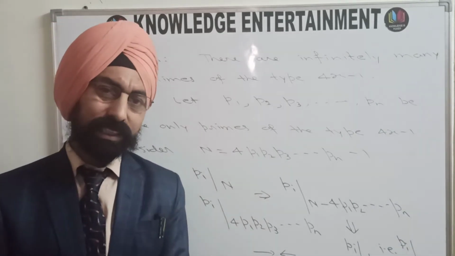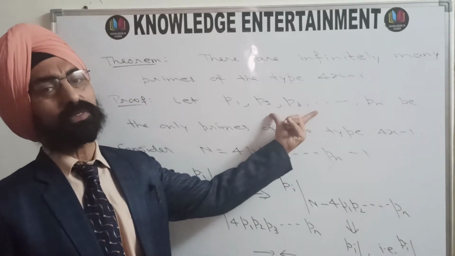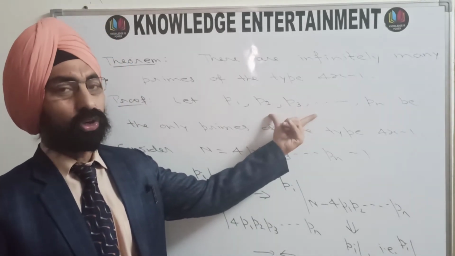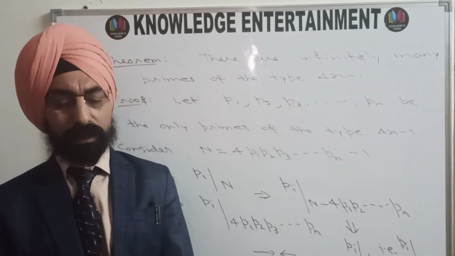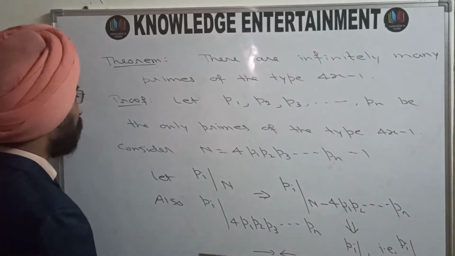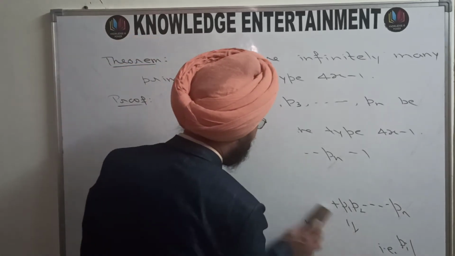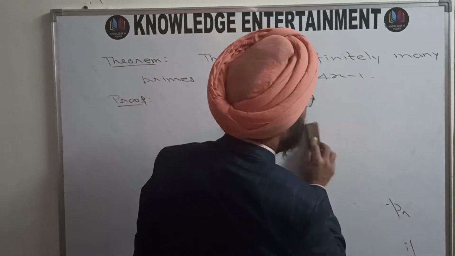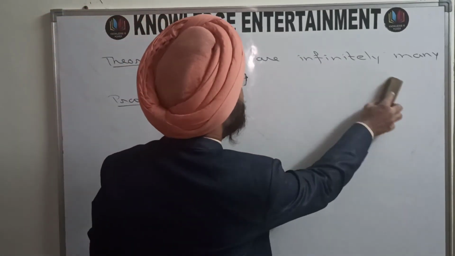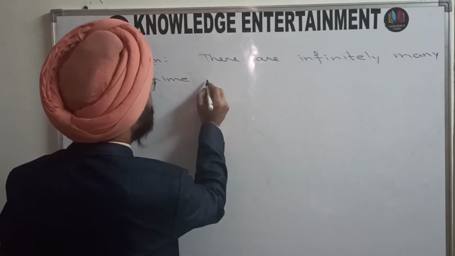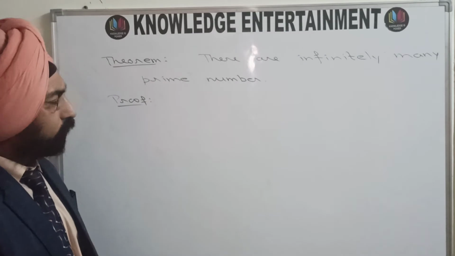And why this contradiction this time? Because we have supposed that these are the only prime numbers of the type 4x minus 1. So this is not possible. That means there are infinitely many prime numbers of the type 4x minus 1. There is a similar proof for another theorem which says that there are infinitely many prime numbers. So you can prove it at your own end using almost a similar concept.